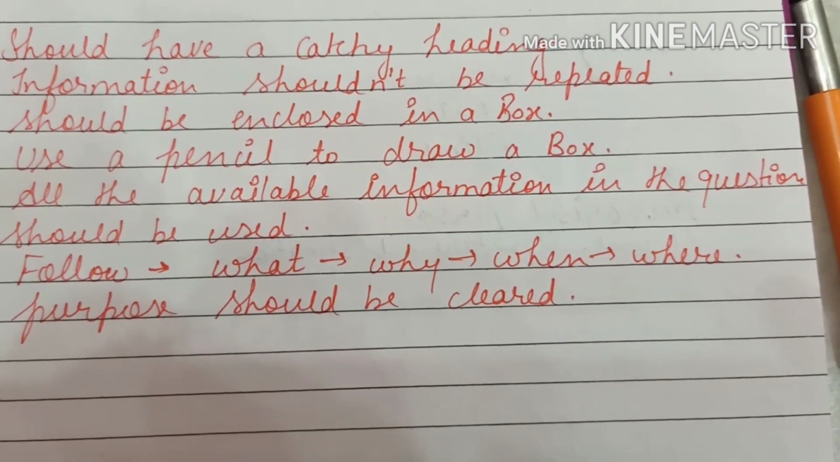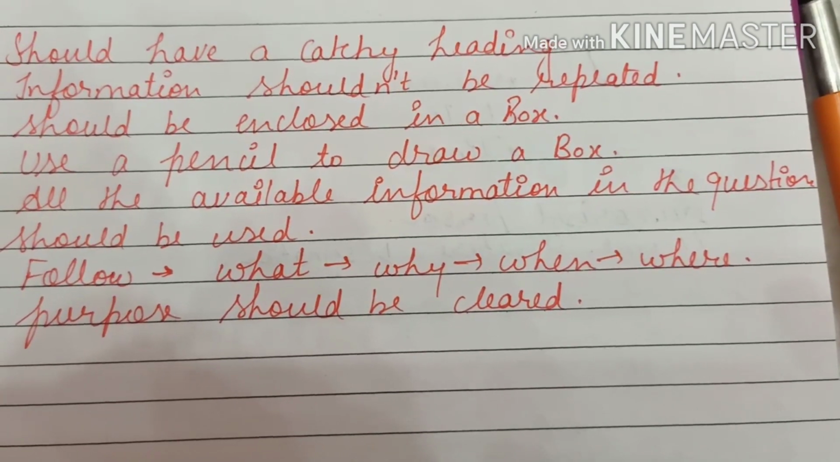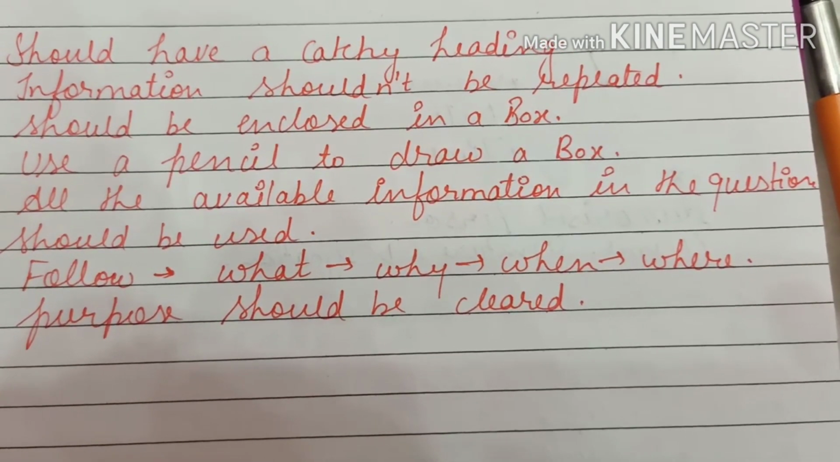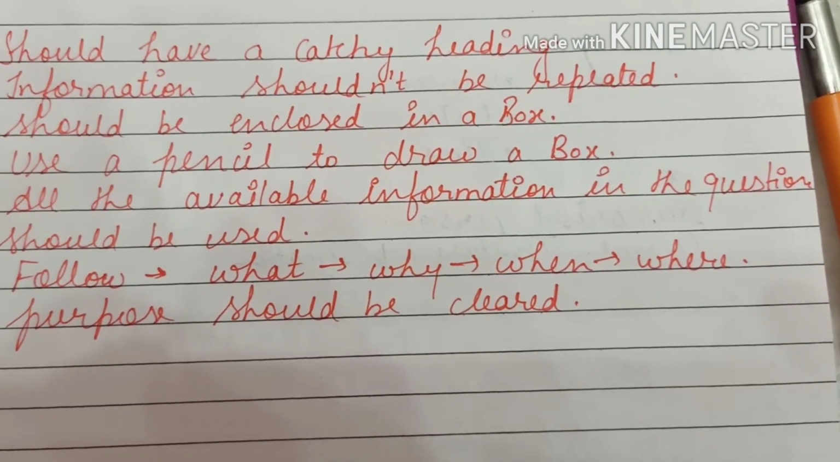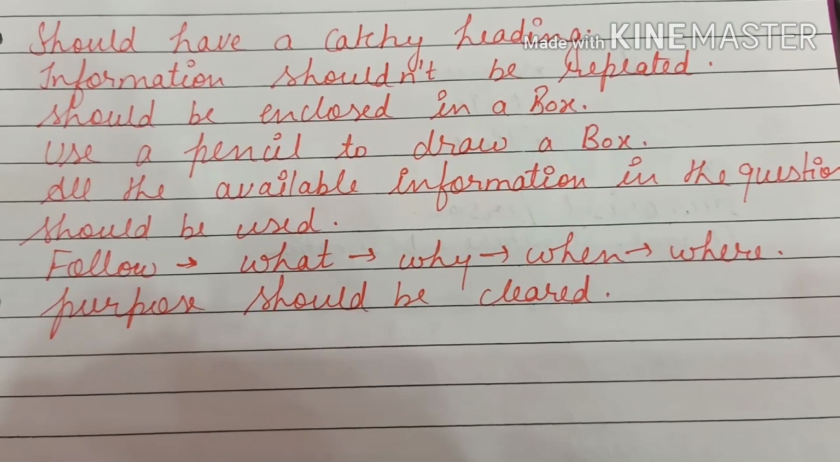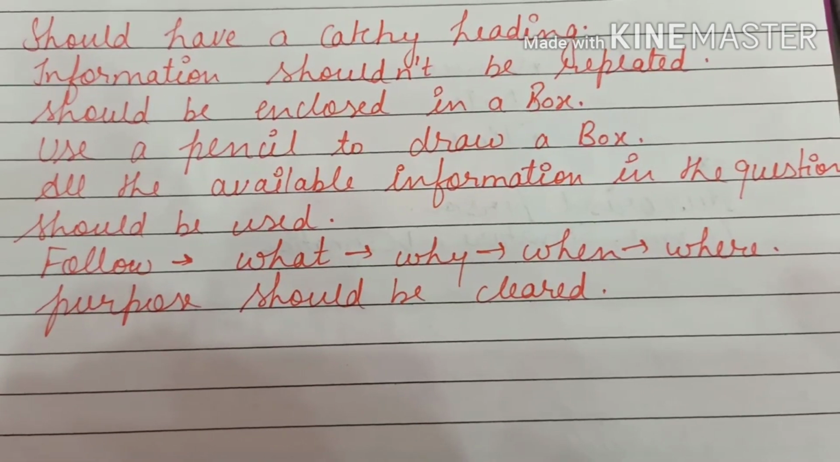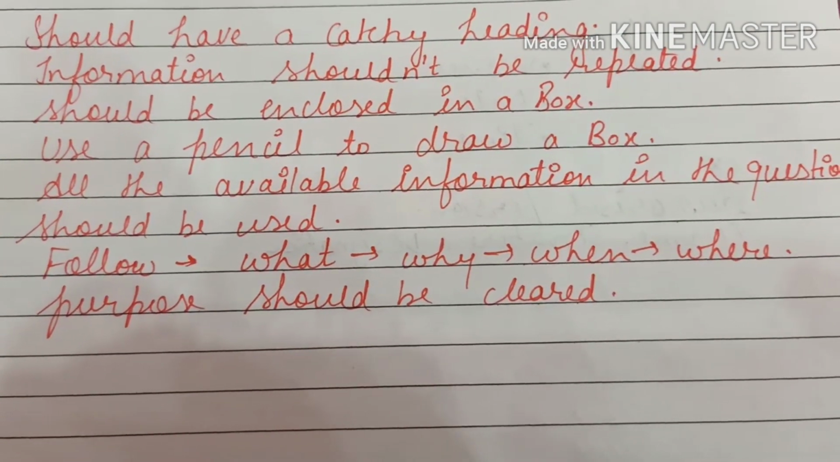Follow what, why, when, where. All the Ws should be answered. What, that means the occasion. Why the notice is going to be written. When, the date. Where, the venue, the place. Purpose should be clear. That means the purpose why we are writing the notice should be clear so that the reader knows the occasion or purpose for writing the notice.